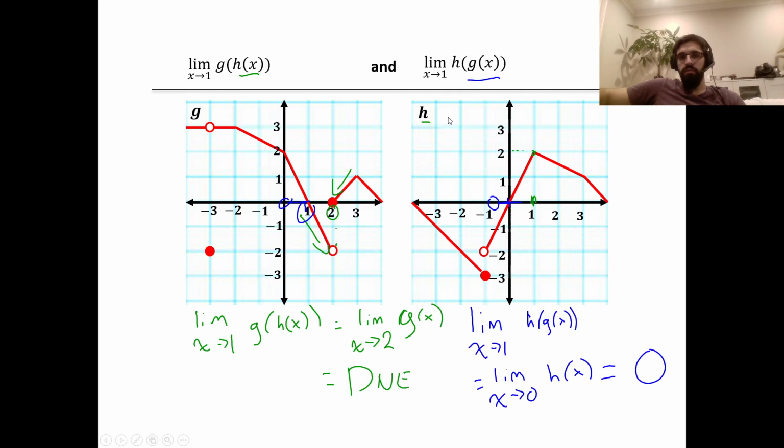So when we check our graph for h of x, we find 0. From the left and from the right, they both approach the limit of 0. So we say the limit as x approaches 0 of h of x is 0, or the limit for the original question is 0 as well.